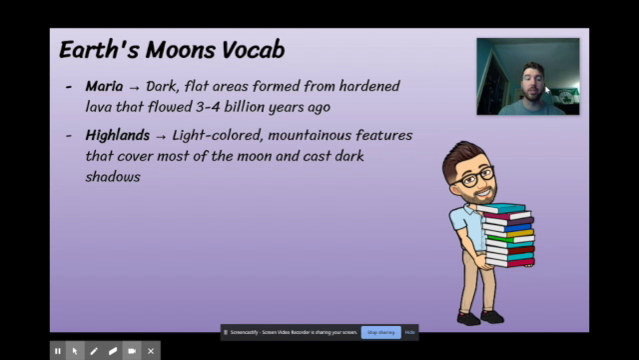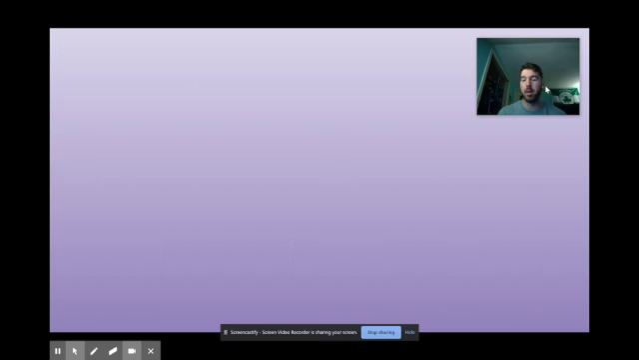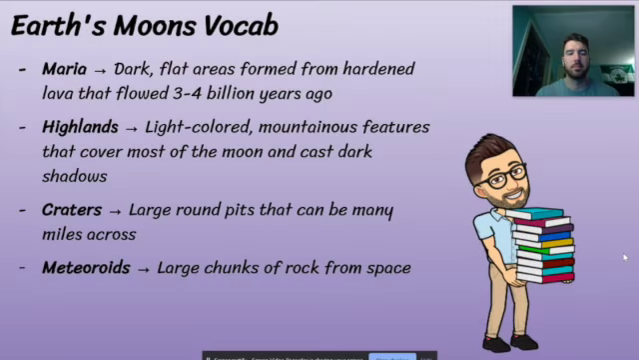They're mountainous features that cover most of the moon's surface, and they cast dark shadows on the moon. If you had a telescope, you'd be able to see those shadows. You also need to be familiar with craters, large round pits that can be many miles across. These were formed by collisions with meteoroids, which are large chunks of rock from space. And that is this topic in a nutshell.